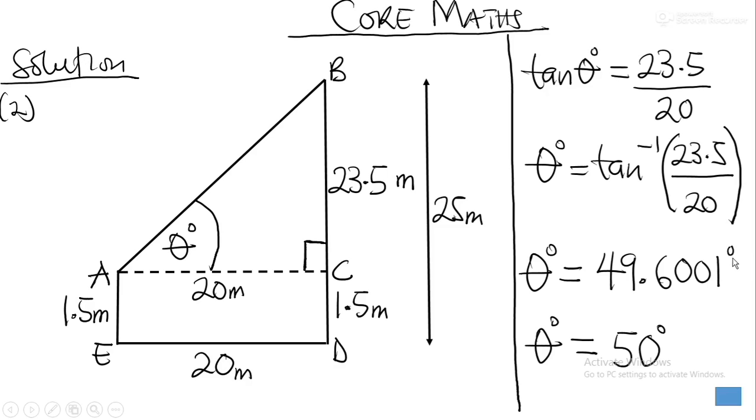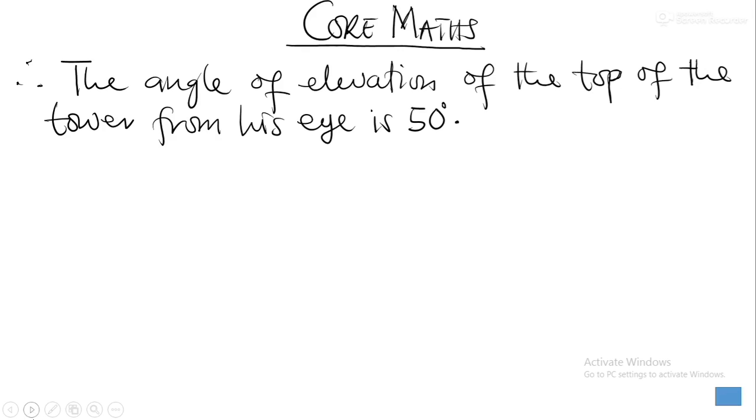49.6001 degrees. So we were to leave our answer to the nearest what? Degree. So 49.6001 degrees to the nearest degree will be equal to what? 50 degrees. So this is the angle of elevation. But we have to what? Conclude. Good. So we conclude by saying, therefore, the angle of elevation of the top of the tower from his eye is 50 degrees.